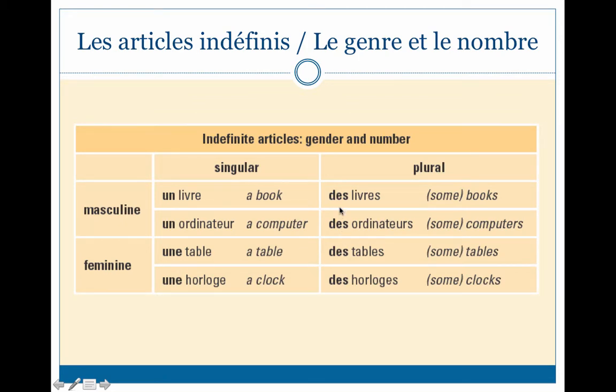And now as you can see for all of the plural nouns, so whenever it's plural and you want to say some books or some computers, things like that, we're just going to use the plural form of des, and that's the same between the masculine and the feminine.